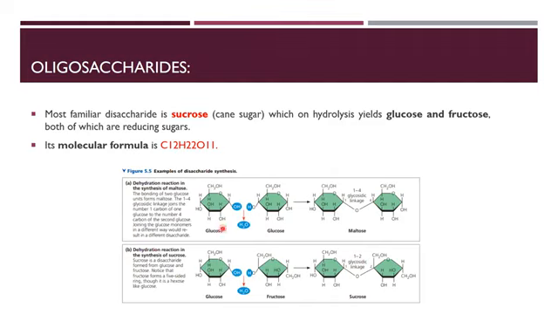Similarly, when glucose combines with glucose, it forms maltose. In maltose, on one side the glucose has carbon number 1, and on the other side the glucose has carbon number 4. They react with each other, forming a 1,4 glycosidic linkage and converting these 2 glucose into a disaccharide, that is maltose.